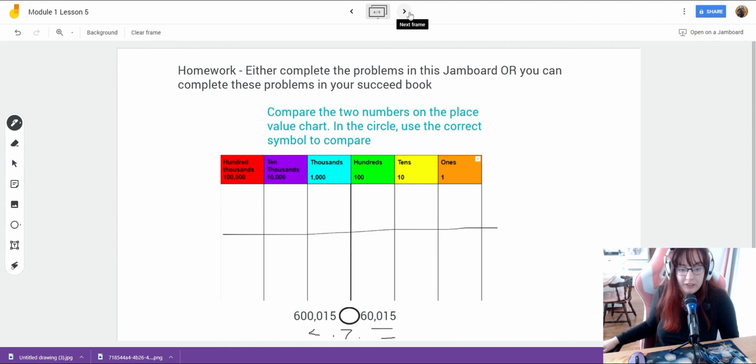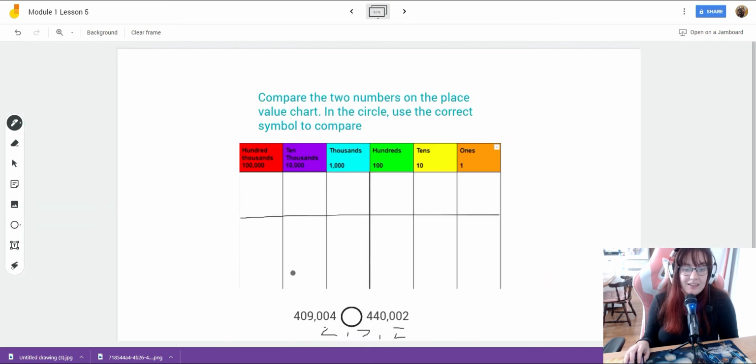Fourth grade, for your homework today, you have the option of completing the problems in this Jamboard, or you can complete these same problems in your Succeed book, but we're just doing these two problems. What you're going to do is use this chart, and then compare and contrast these two numbers at the bottom. So 600,015 compared to 60,015. Write both numbers in the chart, and then after that, put the correct symbol, either less than, greater than, or equal to. Then you'll have one more problem, and the same thing for this one.